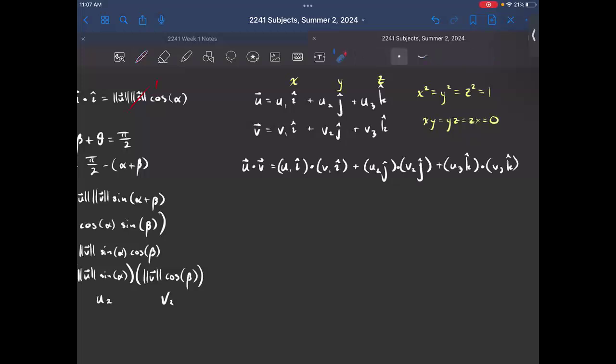That looks like an x squared, y squared, z squared thing to me. And so these guys cancel out, giving us just a 1 in each of these. And then we multiply the components and get u1 v1 plus u2 v2 plus u3 v3. And so that's how we get that this is the form of the dot product that we're interested in.